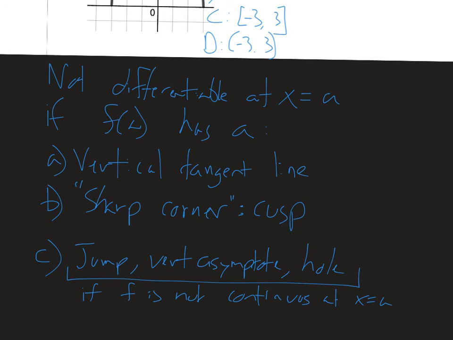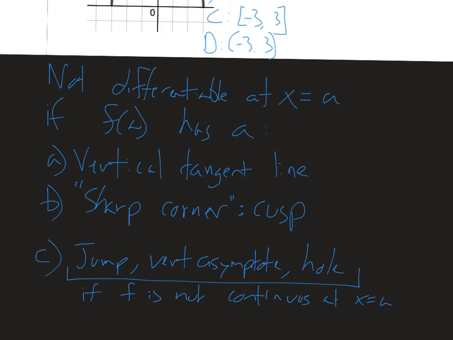So you're going to have some questions to work on asking you about continuity and differentiability. So you are basically going to be looking for these things: vertical tangent line, cusp, or jump, vertical asymptote, or hole, which we can lump all that in as a discontinuity. So if we're looking for where the function is differentiable, we're looking for, okay, where does it have these? And it's differentiable anywhere else. So first we identify the problems, and then we say, okay, well, differentiable anywhere else.